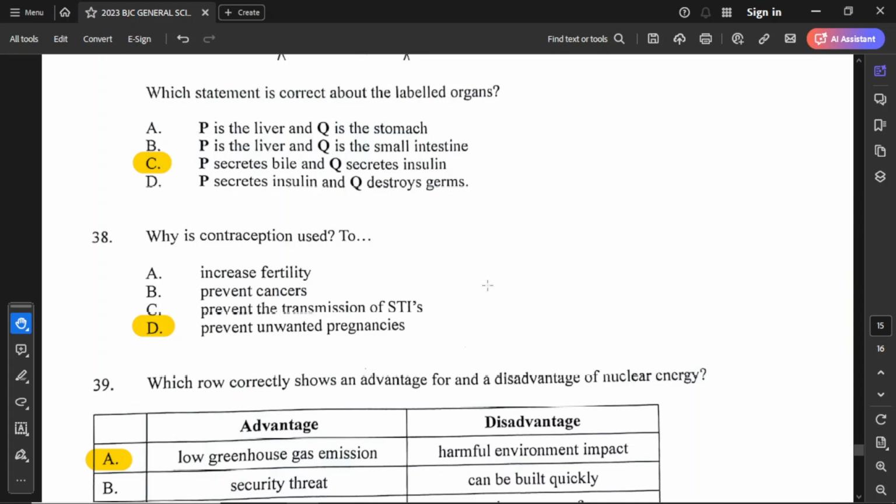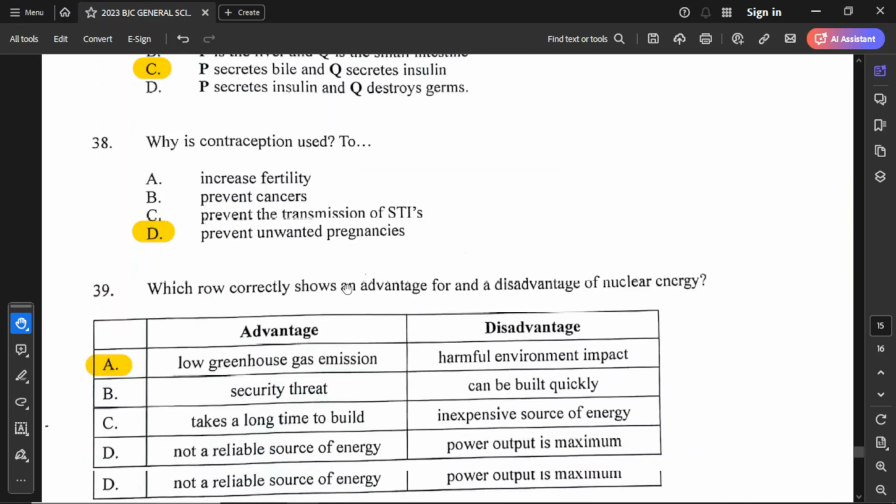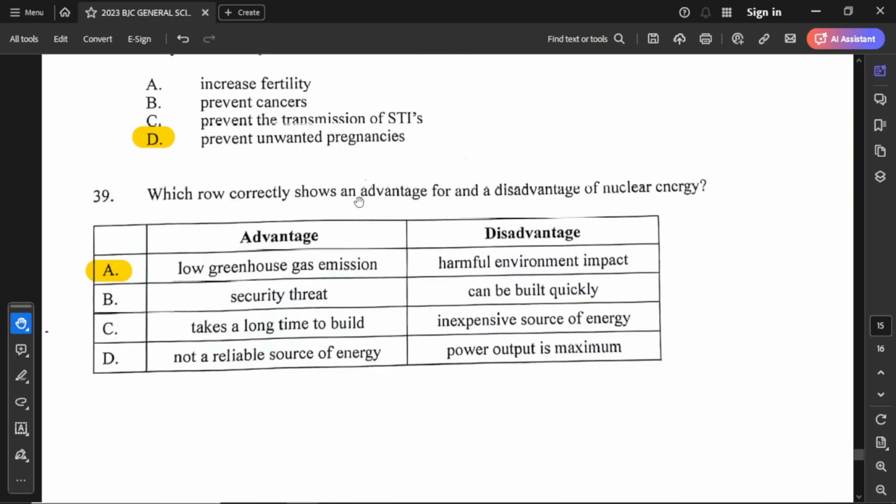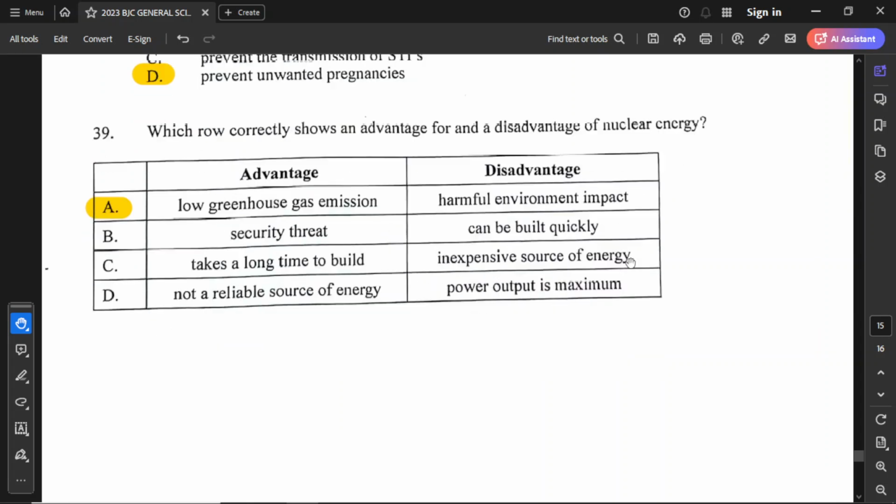38, why is contraception used? Contraceptives are used to prevent pregnancy or unwanted pregnancy. So D is the correct answer. 39, which row correctly shows an advantage and a disadvantage of nuclear energy? Even though nuclear energy may have low greenhouse gas emission, it is also harmful to the environment. So A is the correct option.